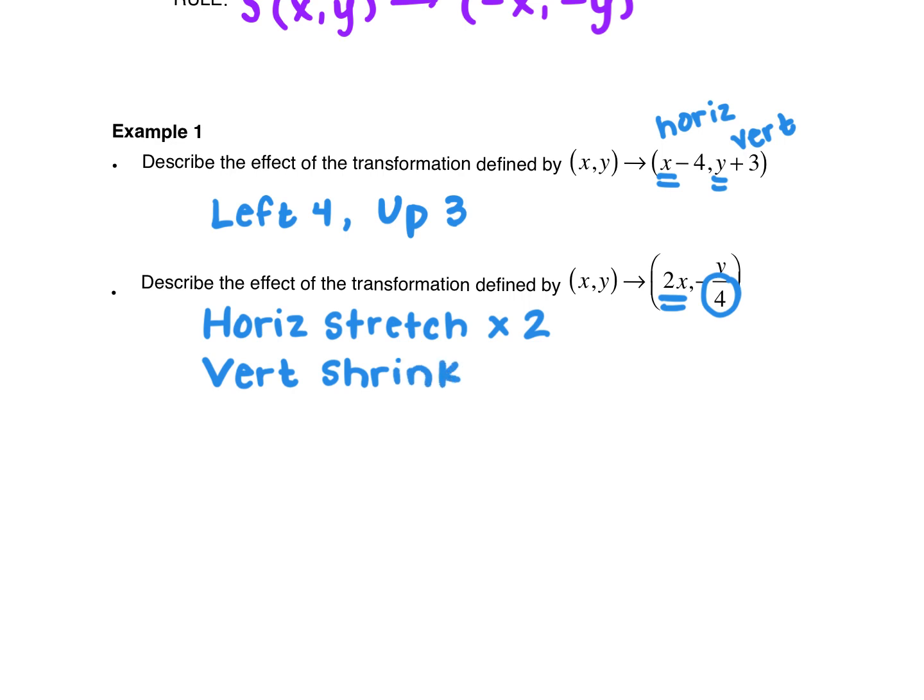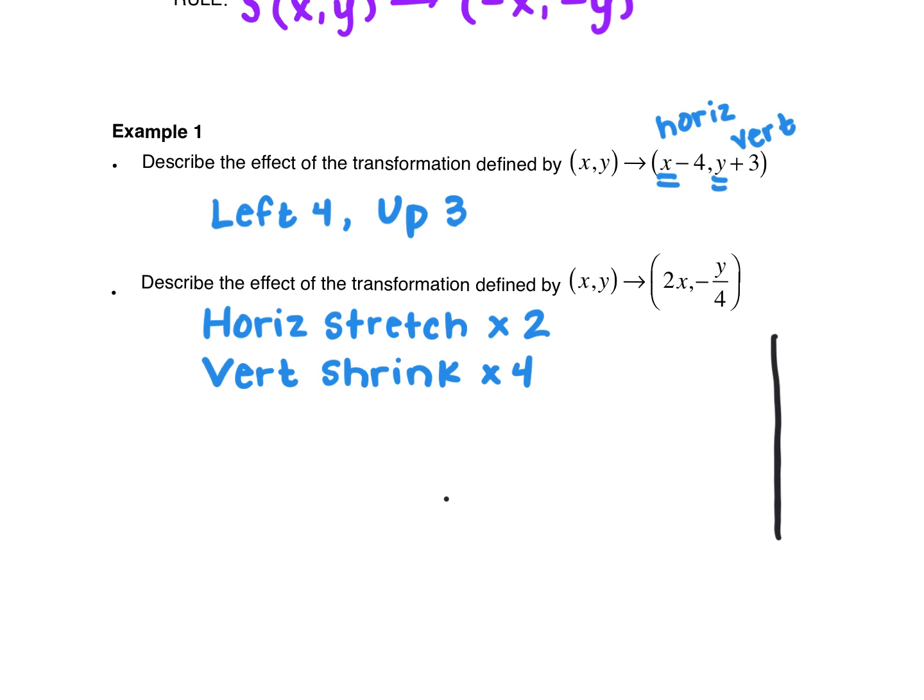So vertical shrink by a factor of 4. And then the last piece of this is that negative sign there, okay? And if you have a negative on the y value, I want to just look real quick at what this is going to actually do to your graph, okay?